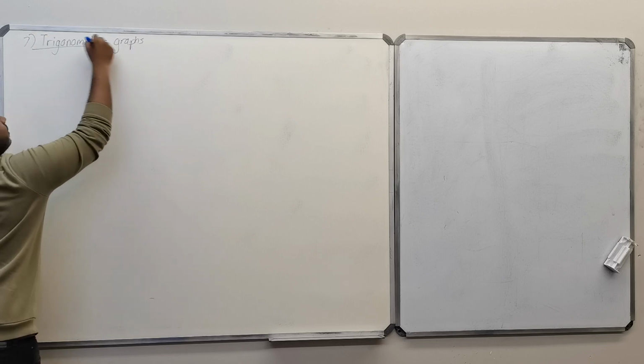Now your trigonometric graphs, page 150, right? Your trigonometric graphs are broken up into 6 graphs: sine, cos, tan, sec, cosec, cot. Okay, so let's focus on sine graphs.